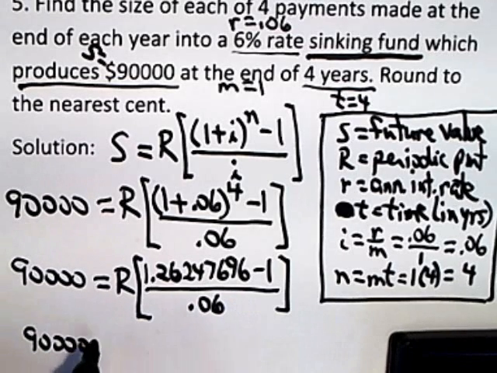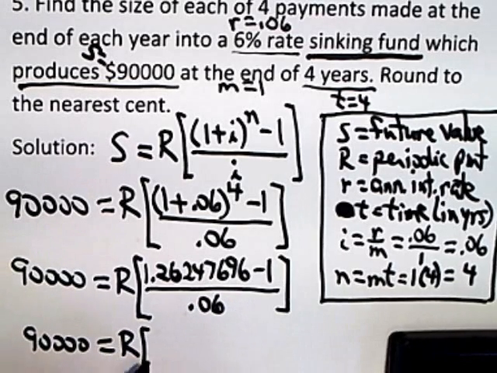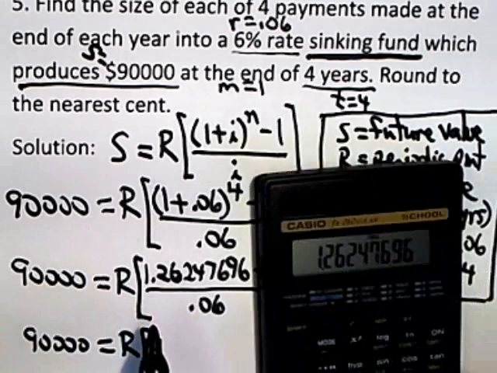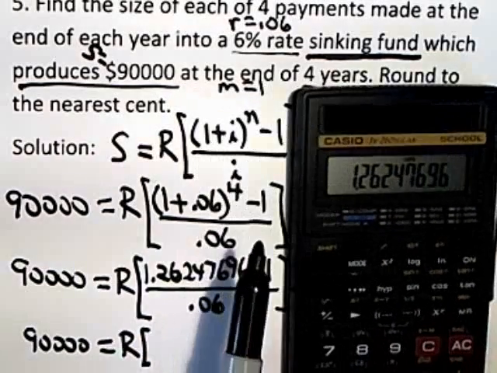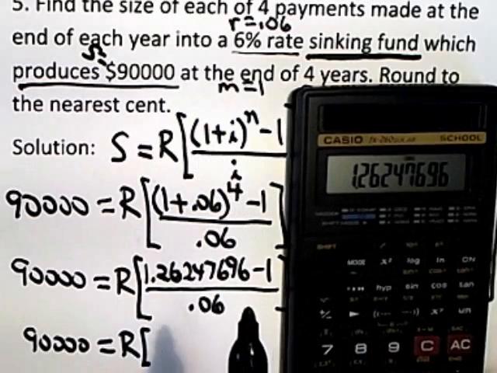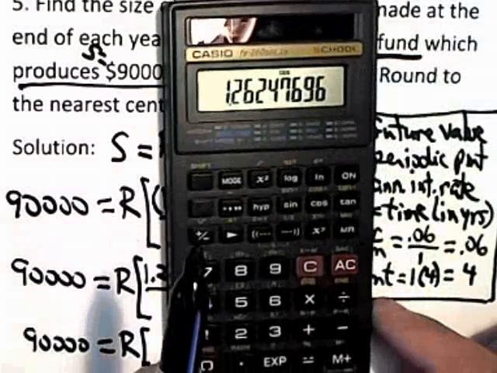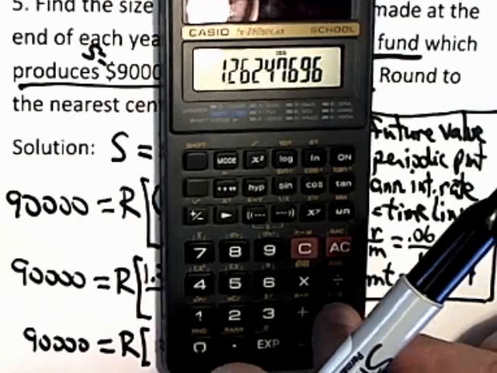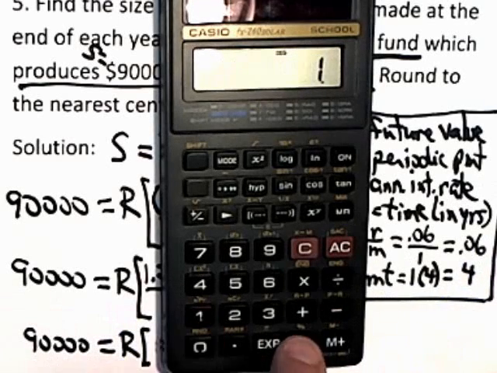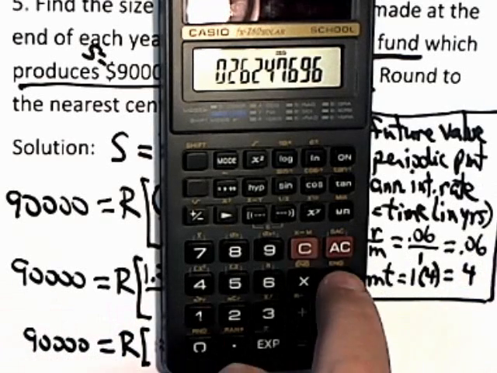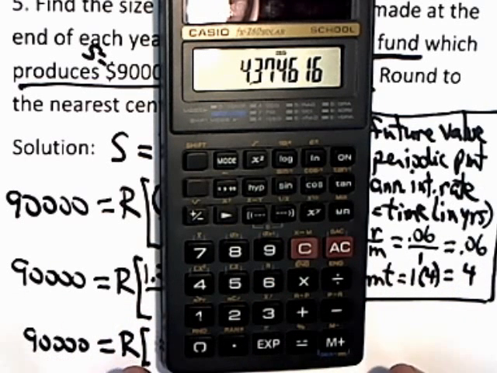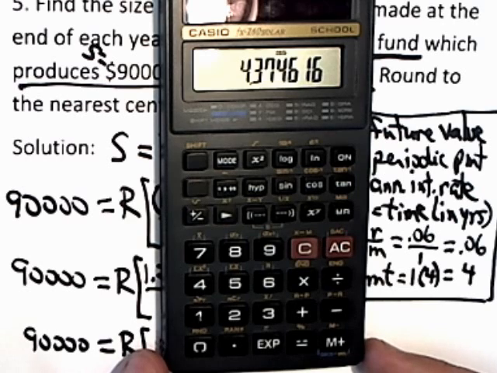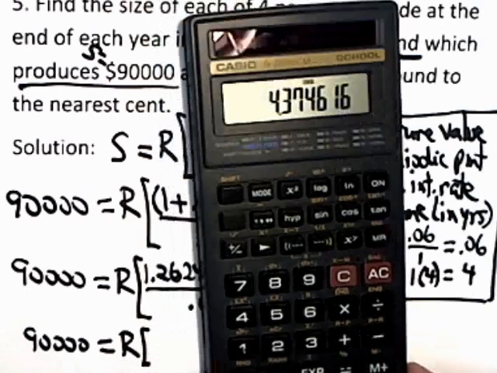So I get 90,000 equals R times, and then I'm going to take the number I already have in display. I have the 1.26 number already in there. I'm going to subtract 1 from it and then divide by 0.06. So if I subtract, hit minus 1 equals, and then divide it by 0.06 and hit equal again, that gives me 4.37416.